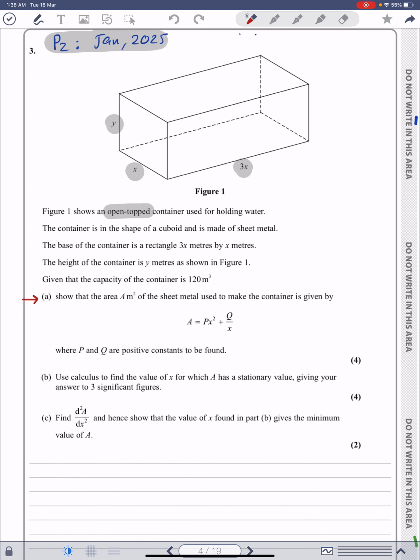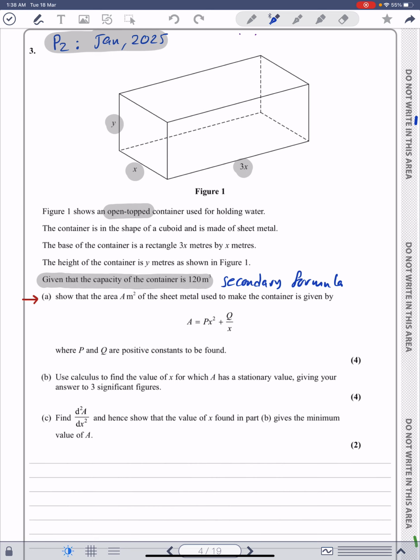And you are given that, and this is the key statement, the capacity or the volume of the cuboid is 120 meters cubed. That is called secondary in all questions like this, with the topic that is applications of differentiation, dear students. This is the calculus chapter that is talking about applications of differentiation.